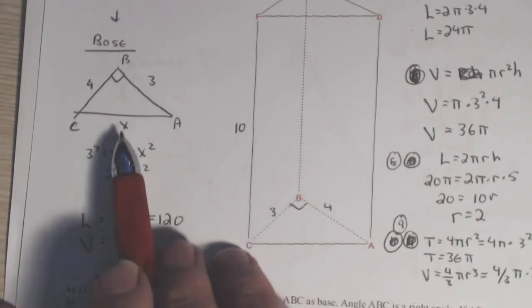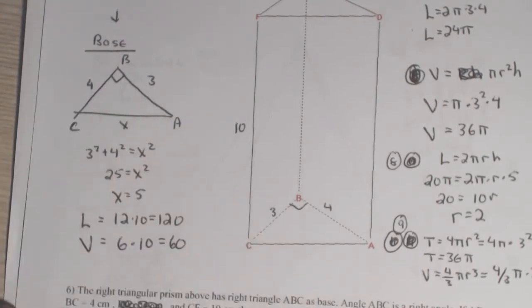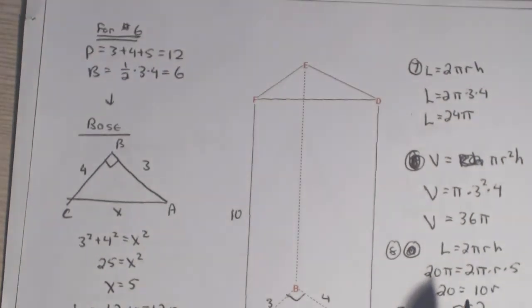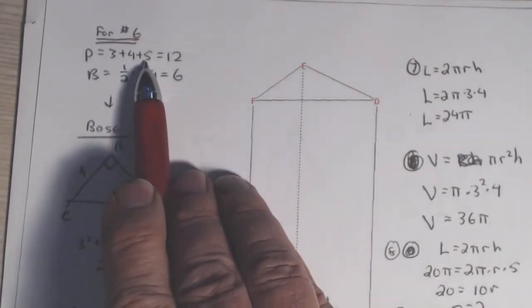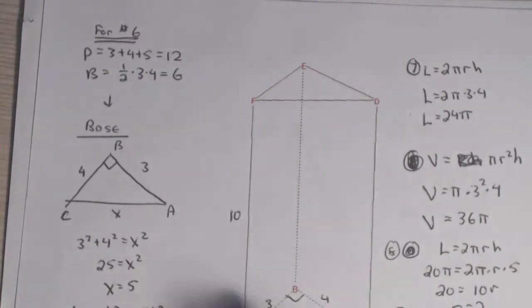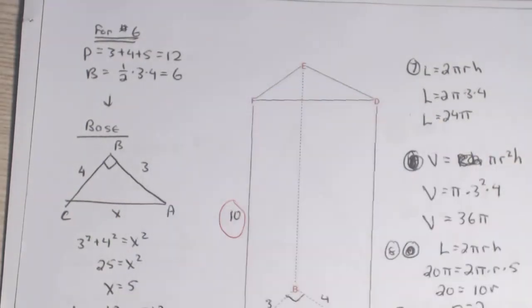And we'll use the Pythagorean theorem because our base was a right triangle. So 3 squared plus 4 squared is x squared. And you solve this to get x being 5, square root of 25. Okay, that means that we can figure out the perimeter of the base being 3 plus 4 plus 5, which is 12. What this number is right here, that's the height of the prism.